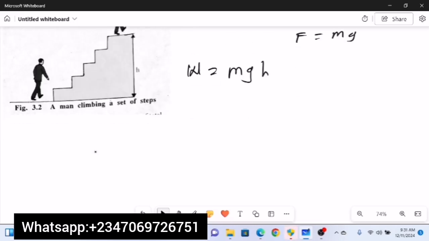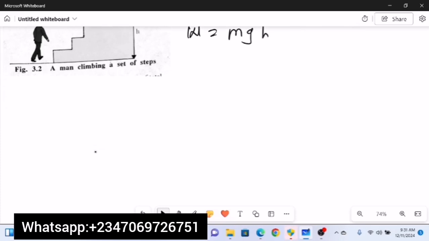Now let's say we are given a question that a 10 newtons force causes an object of mass to move 5 meters to the right. What is the work done? Simple. All you need to do is multiply the two of them together.